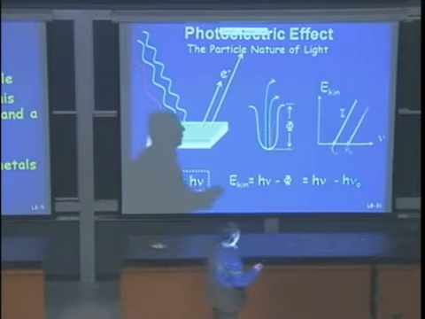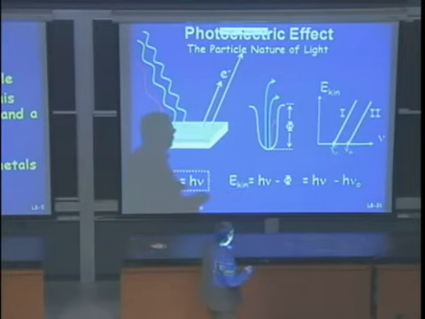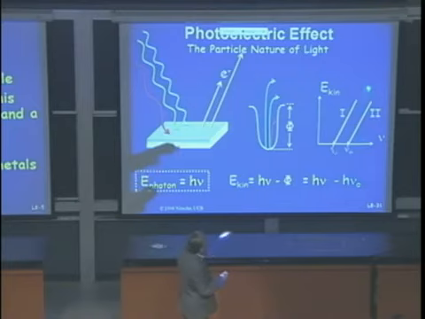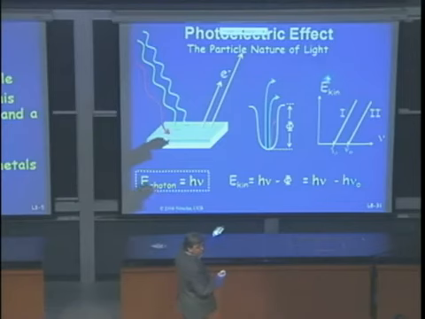If you look at this, for example, here, this would be metal 1 and metal 2. So if I have a photon with this energy, that would be the kinetic energy here on metal 2, and on metal 1 it would be much higher kinetic energy. You see that? All right.